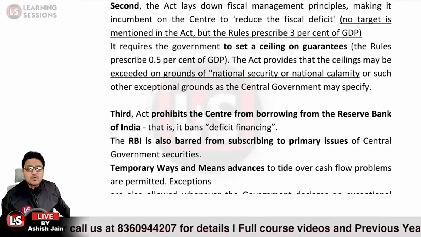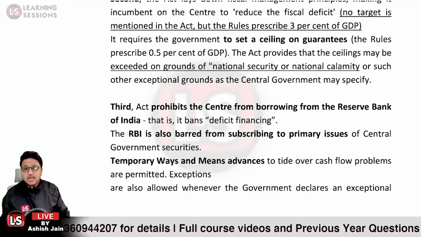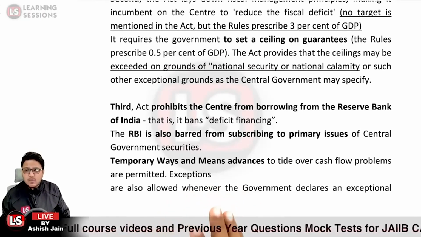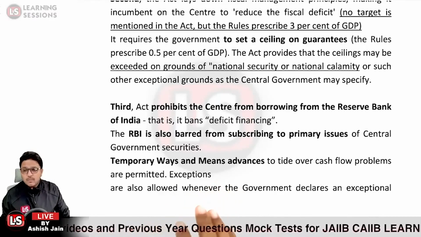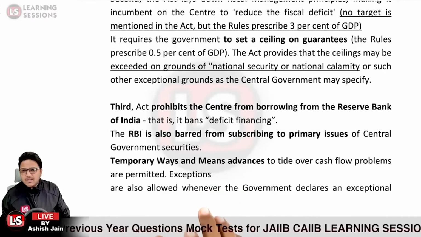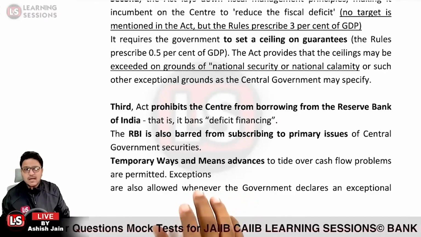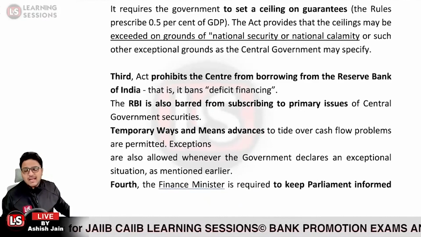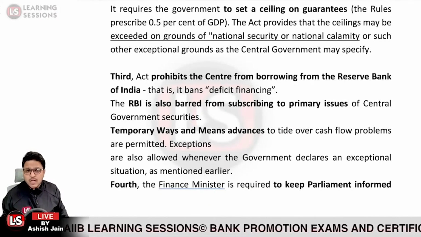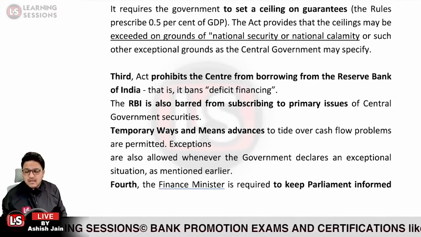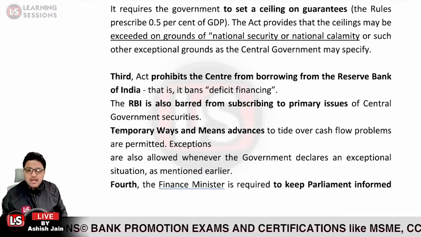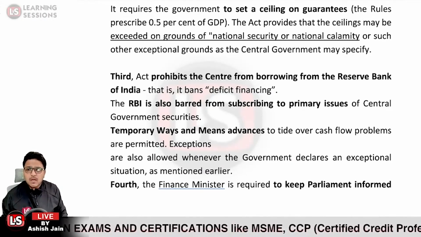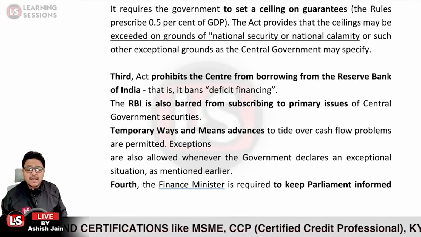Temporary ways and means advances to tide over cash flow problems are permitted. WMA advances, which are ways and means advances, temporary WMA advances, are permitted, but also the exceptions are allowed. As I already told you, if the government declares some exceptional situation, as in the case of natural calamity or national security related issues, and wants to borrow money from the Reserve Bank of India, that may be allowed, but the government in that case has to declare that particular situation.